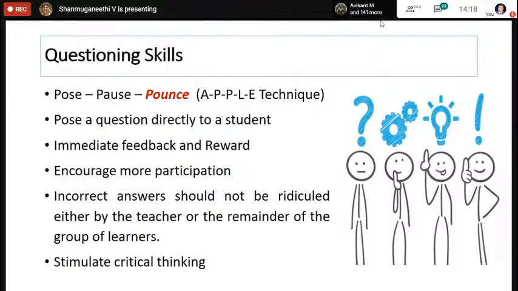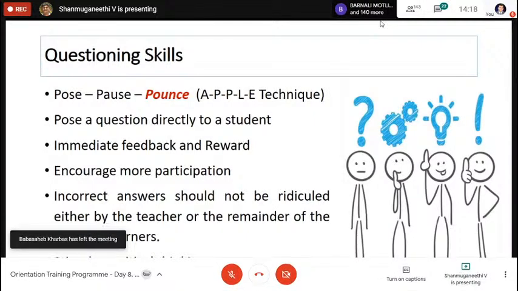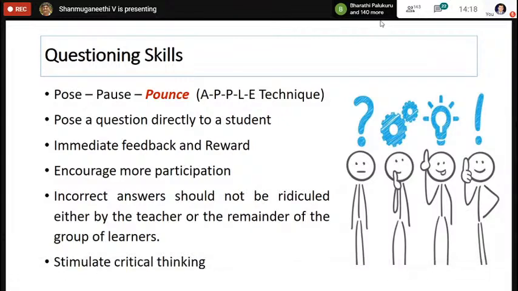Once you pose the question and do not identify the student, everyone will think the teacher may point to me. Then you identify the student, and what will happen? Everyone will think, and everyone will look at the student you identified, checking whether their answer matches the answer that the boy is telling.